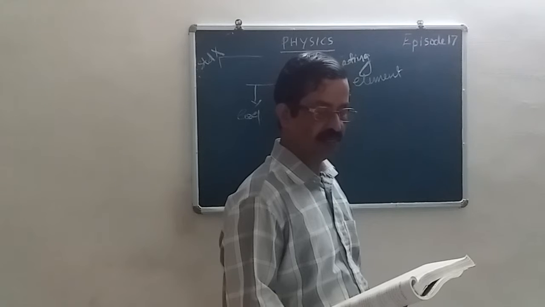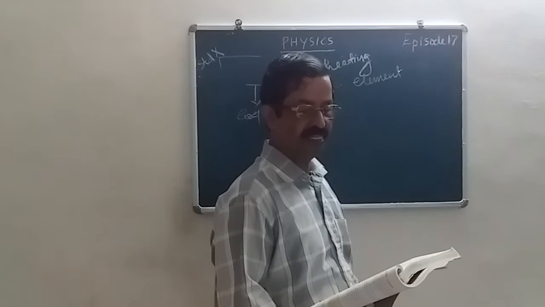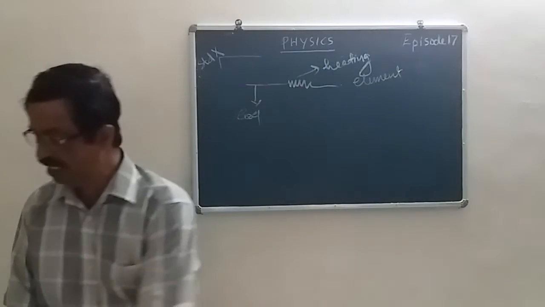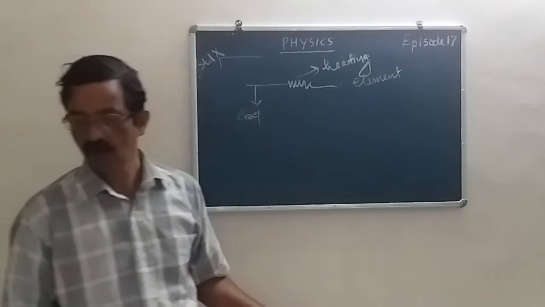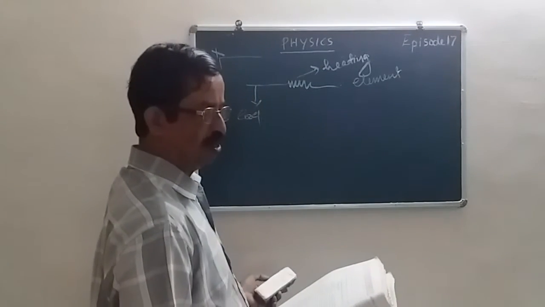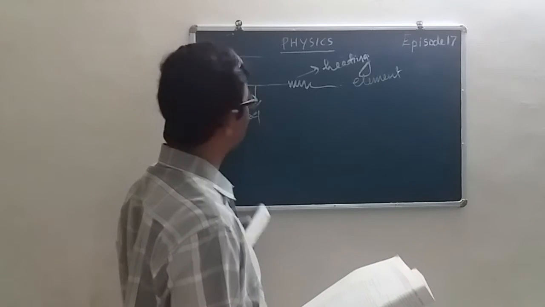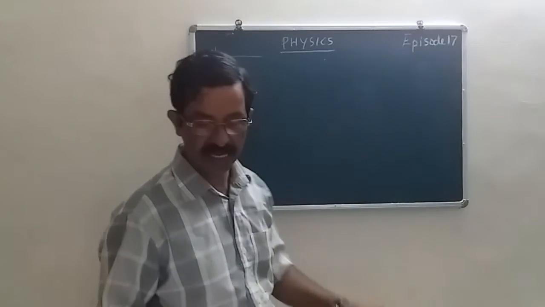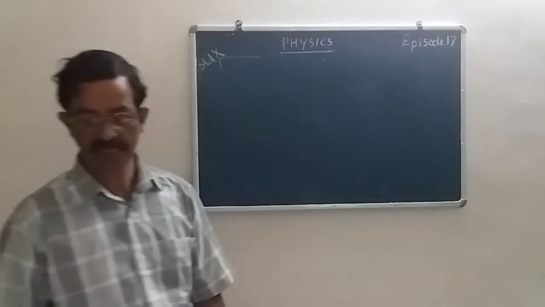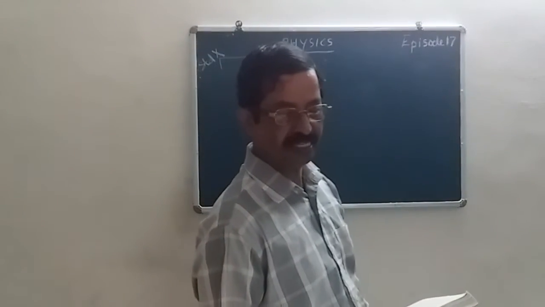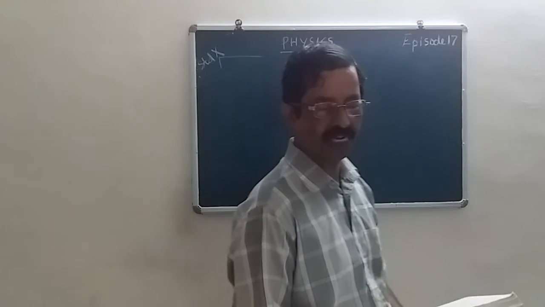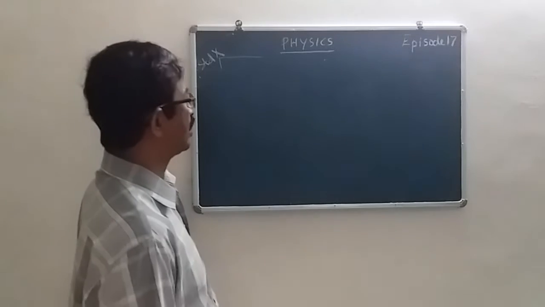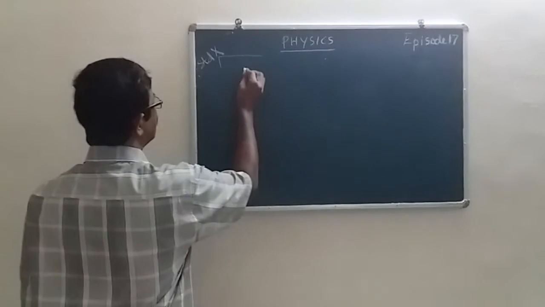Now another one: compute the heat generated while transferring 96,000 coulomb of charge in 1 hour through a potential difference of 50 volt. See the question here given. Compute the heat generated while transferring 96,000 coulomb of charge. That means here charge is given.